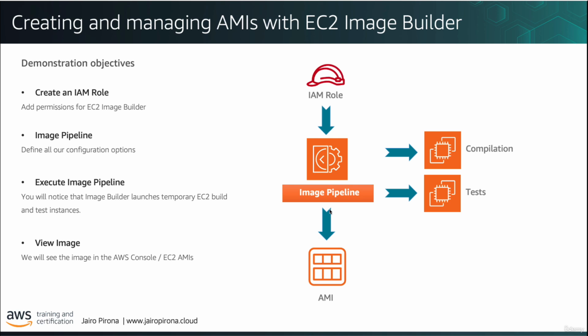Next, we'll create an image pipeline, and this is where we'll define all of our configuration options. Next, we'll run our pipeline, and the output will be an AMI, and we'll notice that Image Builder launches temporary build and test EC2 instances to run the workflows. And finally, once the AMI has been created, we can view it in the Image Builder console and also from the EC2 console in the AMIs. So, if you're ready to create an AMI with Image Builder, let's get to it.